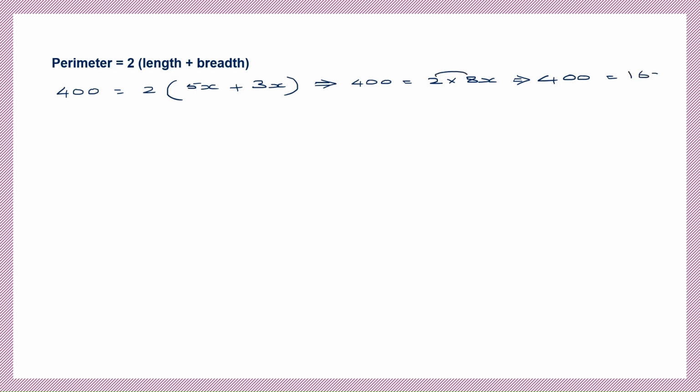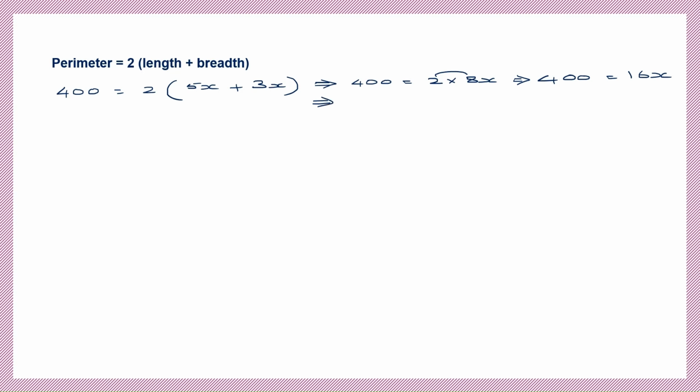Perimeter is 2 into length plus breadth. So perimeter we just found out to be 400. This is equal to 2 into length. We said let it be 5x. And the breadth we said let it be 3x, depending on the ratio that is given to us. So 400 is equal to 2 into 5x plus 3x. So this is an equation. So 400 equals 2 into 5x plus 3x, and 5x plus 3x is 8x. So 400, that is the perimeter, is equal to 2 into 8x. 2 eights are 16. 16x.